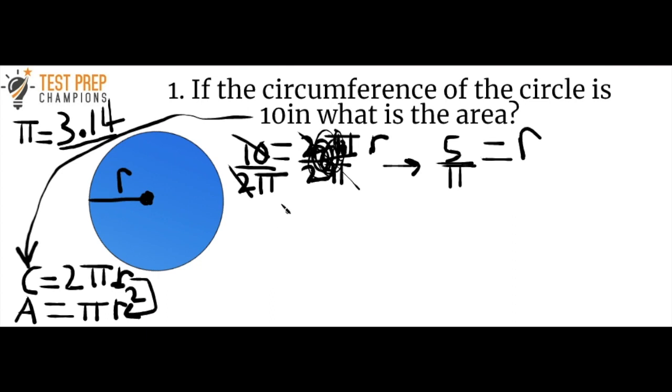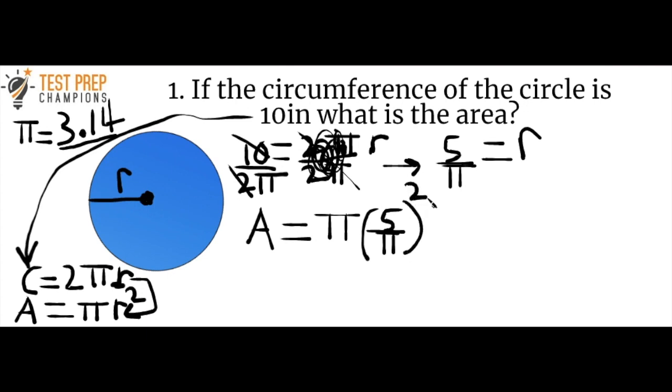And so now what we're going to do is take that formula for area and substitute r into it. So we know that the area is equal to pi r squared. So we take that r, and remember, the r is 5 over pi, and this is squared. So here's the trick: we have to deal with this exponent first before we do anything else.